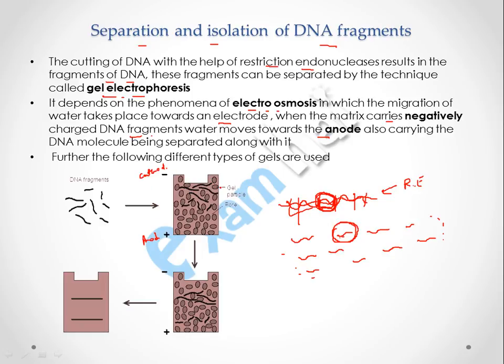So if DNA has a negative charge, it will run towards the positive charge, towards the anode, with the water. Okay, so this is our gel. This gel is made up of agarose or starch. Mostly agarose is used in experiments.